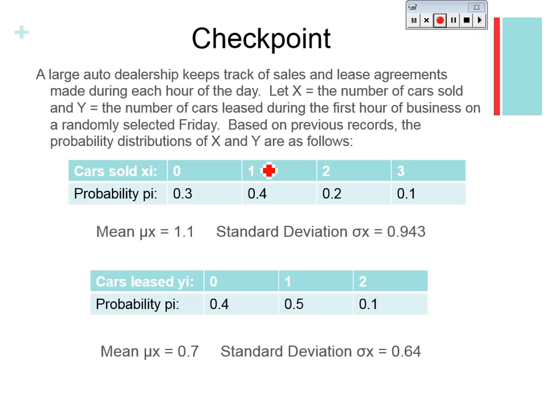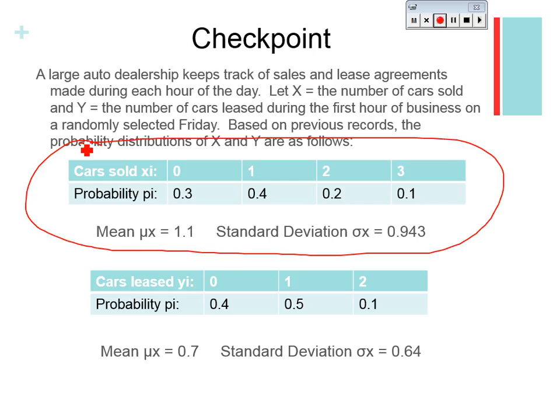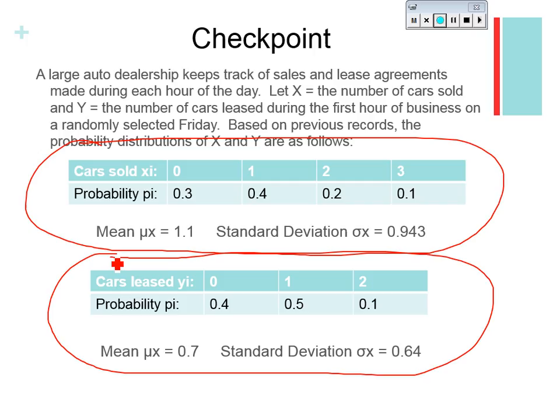So the last question here says a large auto dealership keeps track of sales and lease agreements made during each hour of the day. Let X equal the number of cars sold and Y equal the number of cars leased during the first hour of business on a randomly selected Friday. Based on previous records, the probability distributions of X and Y are as follows. We kind of did some different things with this previously in terms of the amount of cars that are sold in the first hour of a randomly selected Friday. We're now adding this to the mix, which would be the amount of cars that are leased in the first hour on a randomly selected Friday.